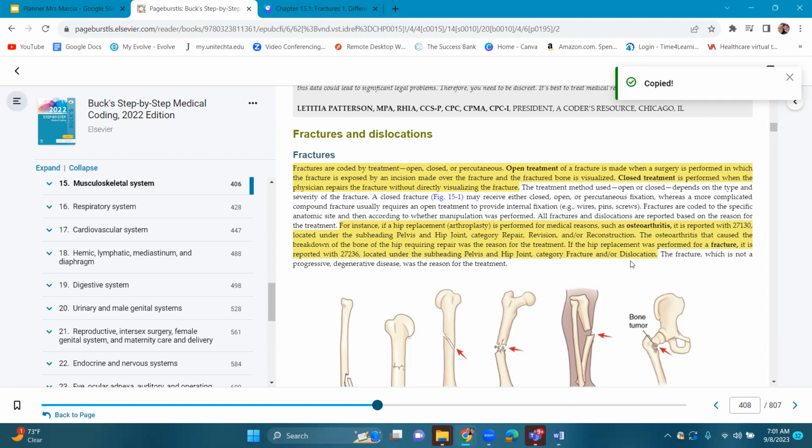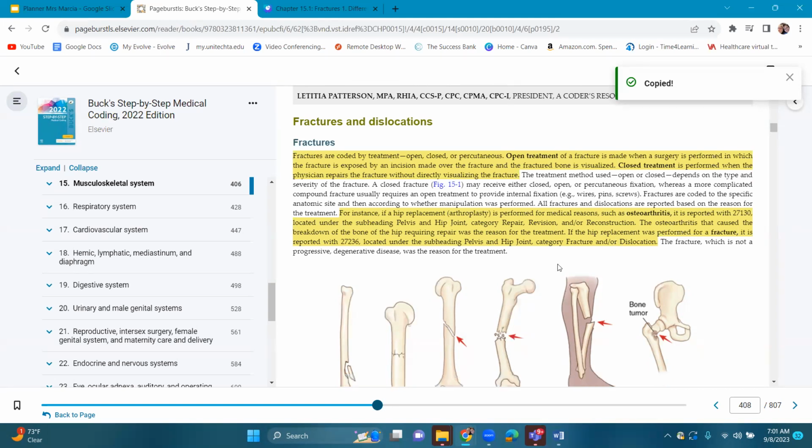So depending on what has happened, like if it's fractured or dislocated, what the injury is will determine which subheading you're going to go under, or which category, whether you're going to be repairing, revising, or reconstructing.